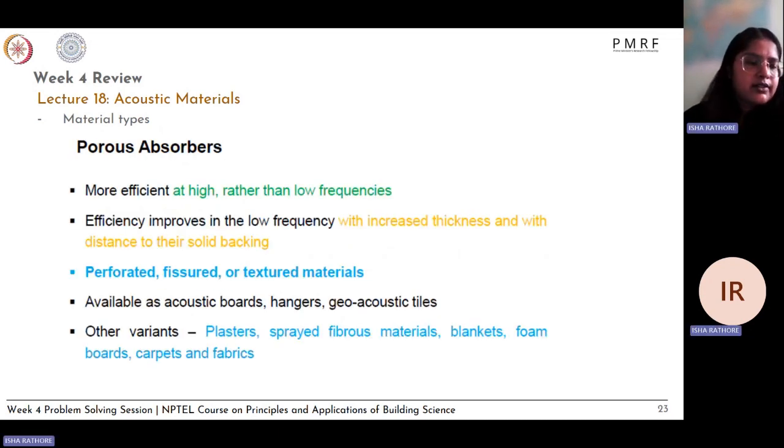Okay. So when we look at porous absorbers, they are more efficient at high or rather low frequency sounds. And their efficiency improves in the low frequency band with increased thickness and with the distance to their solid backing. And they're usually perforated or fissured or textured materials. And they are available as acoustic boards, hangers, geoacoustic tiles, which you can directly place in your rooms or where you want more soundproofing. Other variants include plasters or sprayed fibrous materials, blankets, foam boards, carpets, and fabrics. So they also enhance your sound environment in your particular room. So these are porous absorbers.